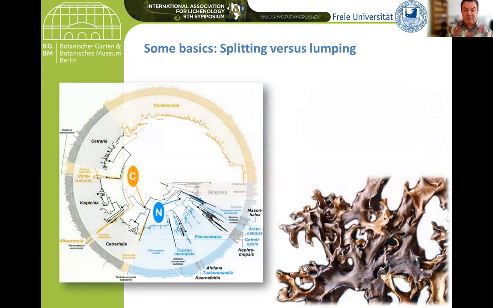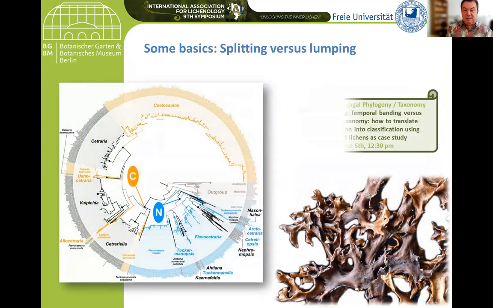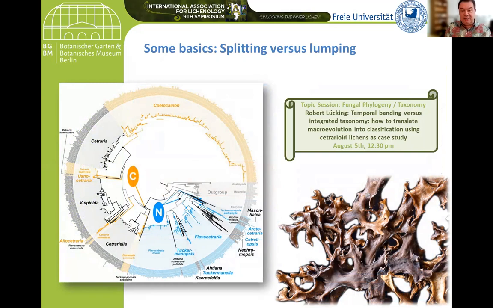So this is a very simple exercise you can use to decide which way to go. One example the community has been discussing recently is the Teloschistaceae core clade, which has been recently lumped into just 2 genera from 15. And I will be talking about this in a short presentation on August 5th.